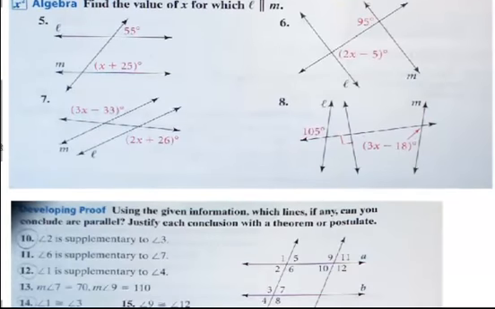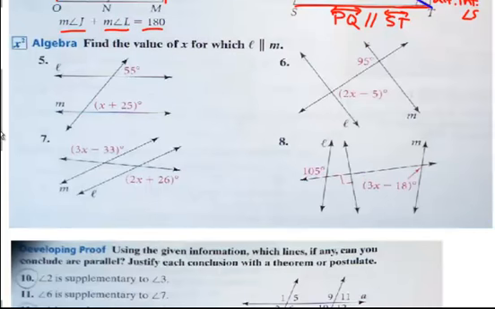Let's go on. We're going to use some algebra now. Find the value of x for which these lines have to be parallel. Again, these are the angles I'm given to work with. This is my transversal. These are called corresponding angles. So if corresponding angles are congruent, then the lines are parallel. So these angles would have to be congruent or equal. So 55 would have to equal x plus 25. Solving, I'm going to subtract 25. X would have to equal 30. If x is 30, then I have my answer.